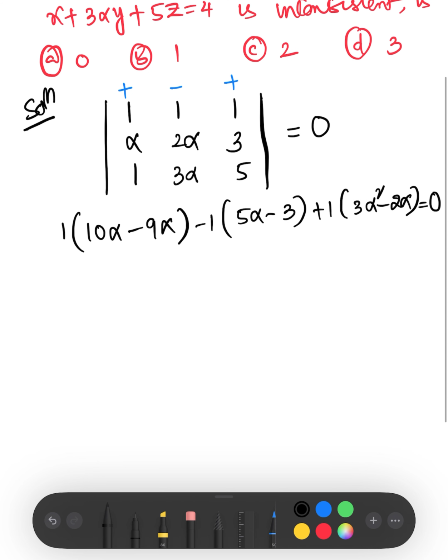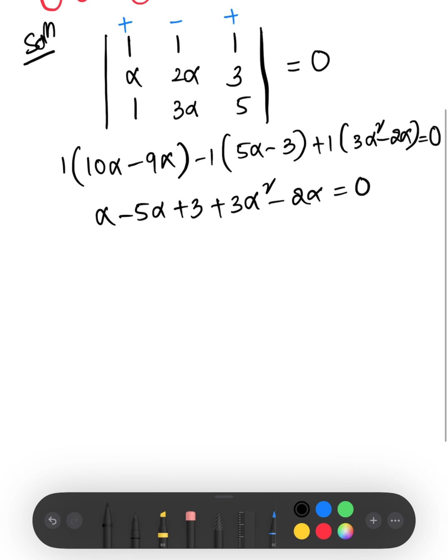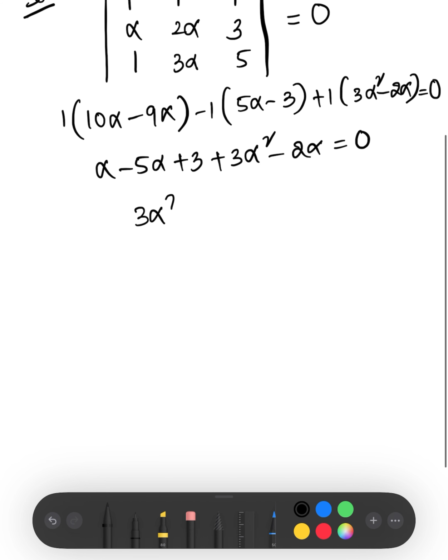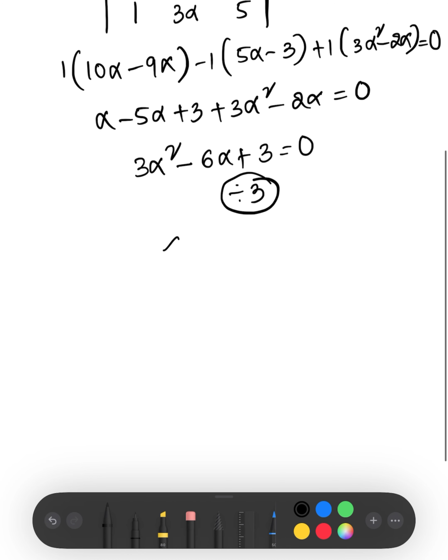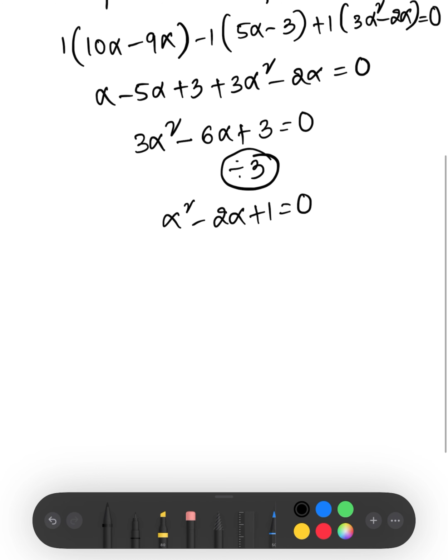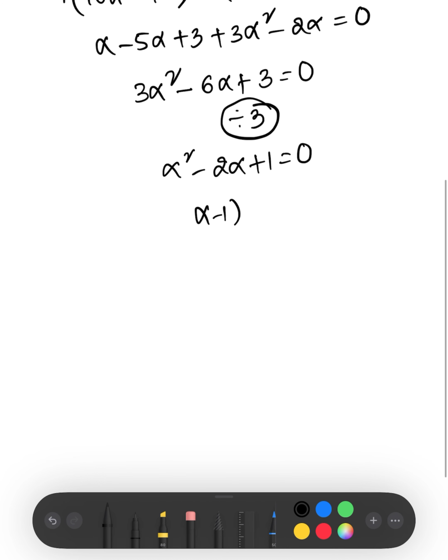Now 10 alpha minus 9 alpha is alpha, minus 5 alpha plus 3, plus 3 alpha square minus 2 alpha equal to 0. Then it is 3 alpha square minus 7 alpha plus alpha minus 6 alpha plus 3 equal to 0. Divide both sides by 3. Then what we will get here is alpha square minus 2 alpha plus 1 equal to 0, which is known as alpha minus 1 whole square equal to 0.